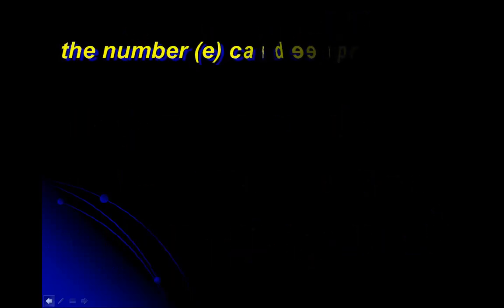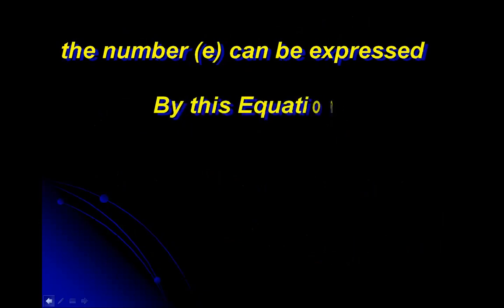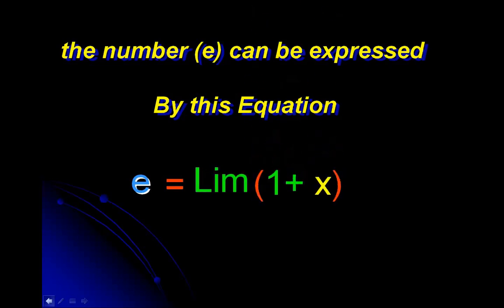The number e can be expressed by the equation e equals the limit of the function (1 + x)^(1/x) as x tends to 0. We know that e equals the limit of (1 + 1/x)^x as x tends to infinity, and also equals the limit of (1 + x)^(1/x) as x tends to 0.